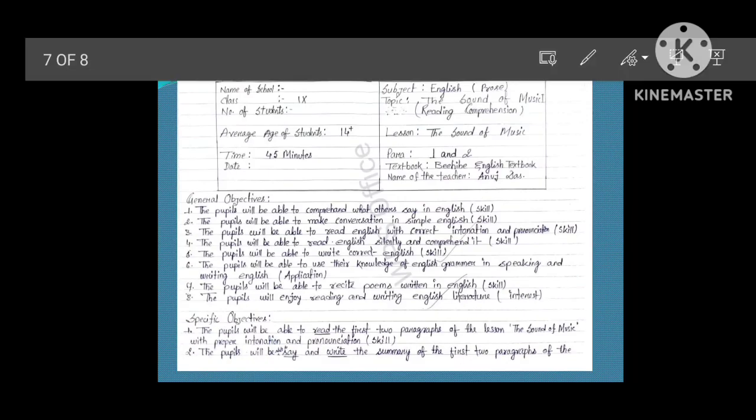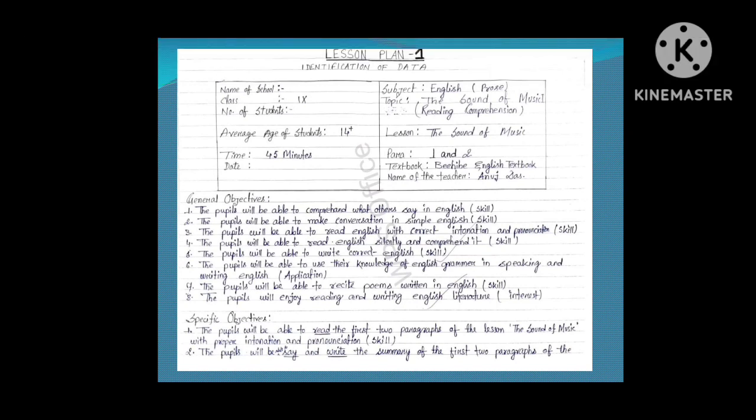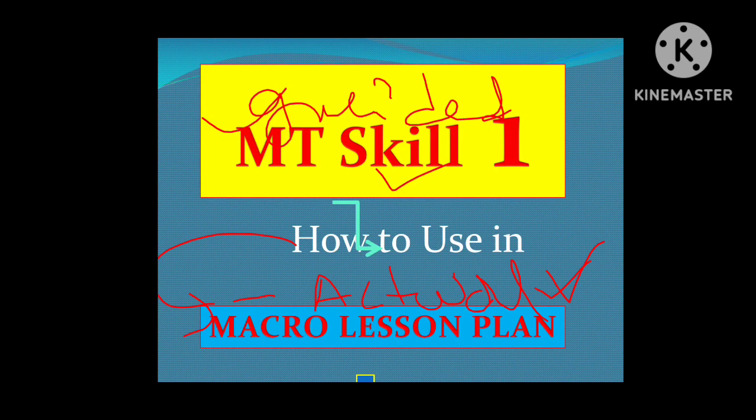Now moving further, you can see that this is an extract from the lesson plan. This is a macro lesson plan. The first lesson plan I have discussed is The Sound of Music. This is a chapter from the class 9 textbook. Only paragraphs 1 and 2 from the Beehive English textbook we will cover.